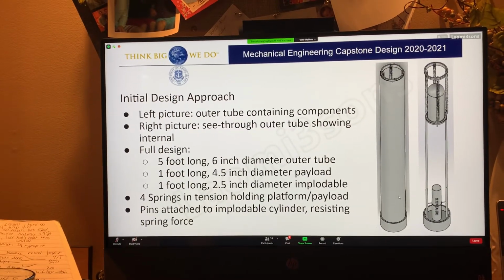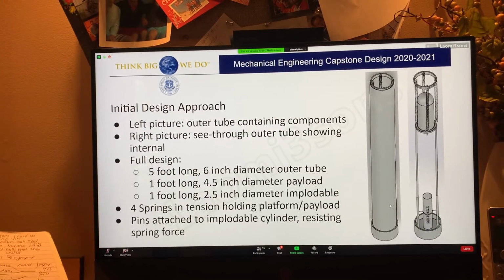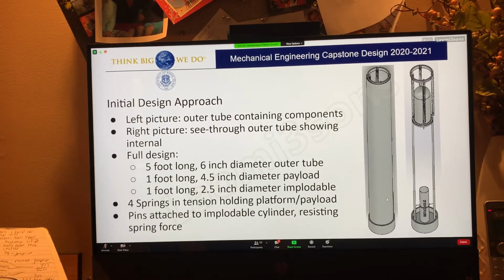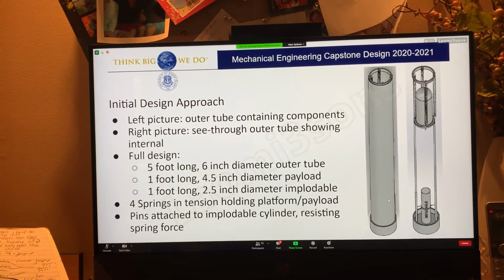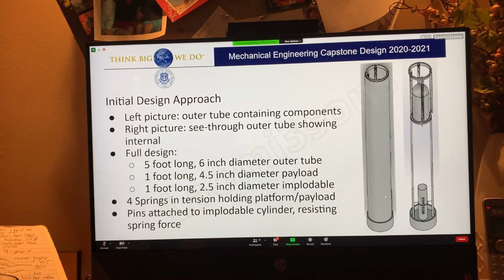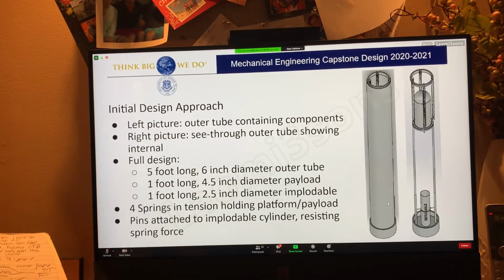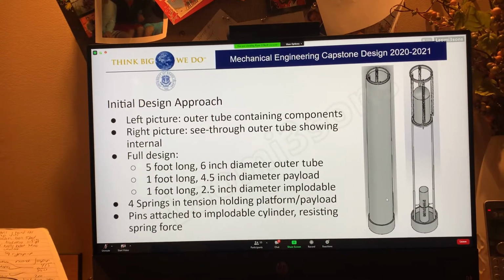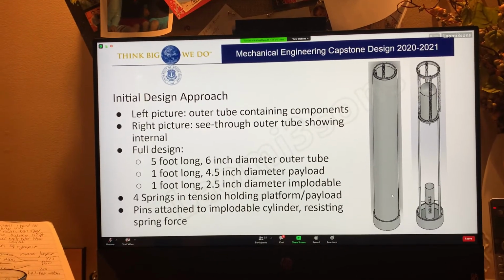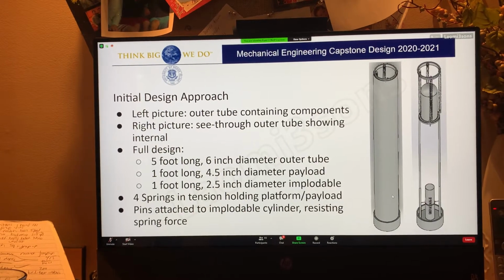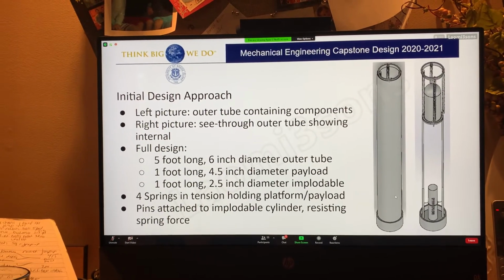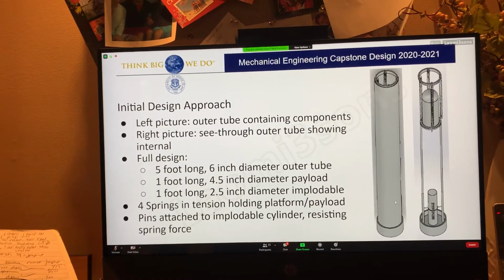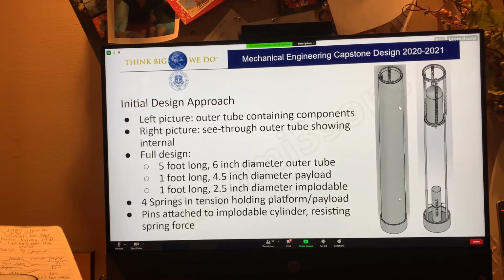And these 2 pins are attached to a steel strapping like collar that sits around the exterior of the implodable cylinder. And when the depth of 286 feet is reached, the implodable cylinder will collapse in mode 2 inwards, pulling the pins out of the connecting rod and guide holes, thus allowing the full spring force to pull upwards on the platform and the payload.